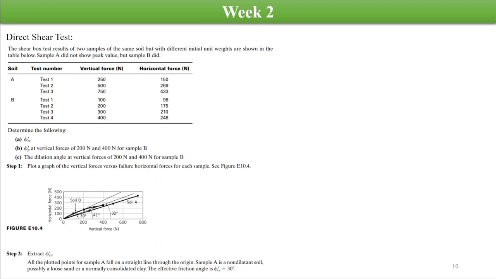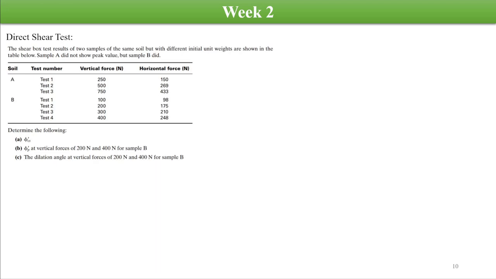Okay. So there is a shear box test result of two samples. One is soil A and one is soil B, but with different initial unit weights, and these are shown in the table. Sample A did not show a peak value, but sample B did. So that means sample B is the dense sand and sample A is the loose sand, right?